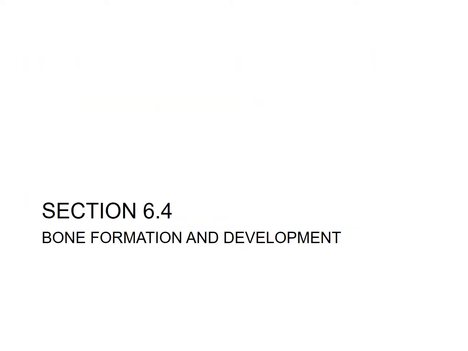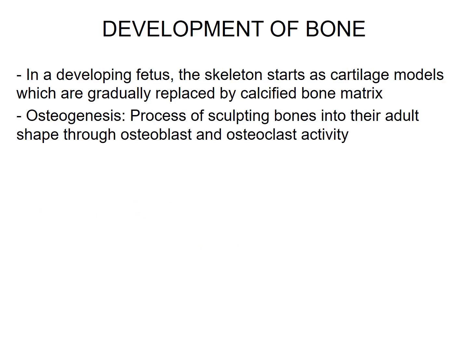In our next topic, we're going to cover bone formation and development. So when we're a developing fetus, we start turning some of the cartilage into bone tissue. And even when we're born, we're really, really mushy. We're mainly made up of cartilage. Those bones are really, really soft. And as we age and mature, they just become harder and harder and harder.